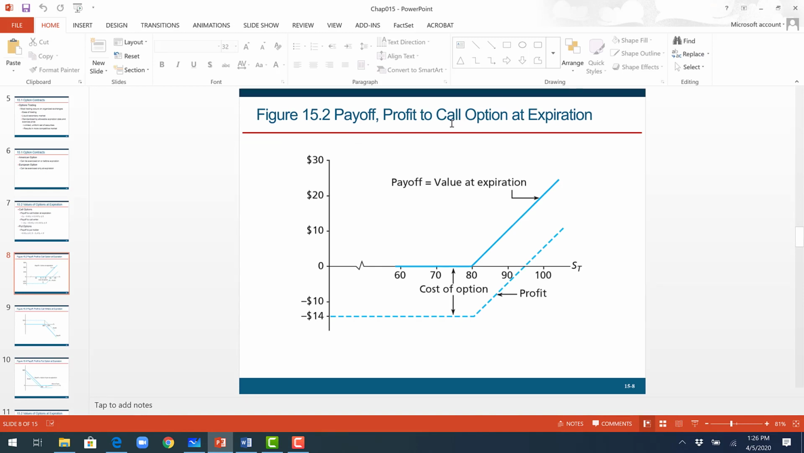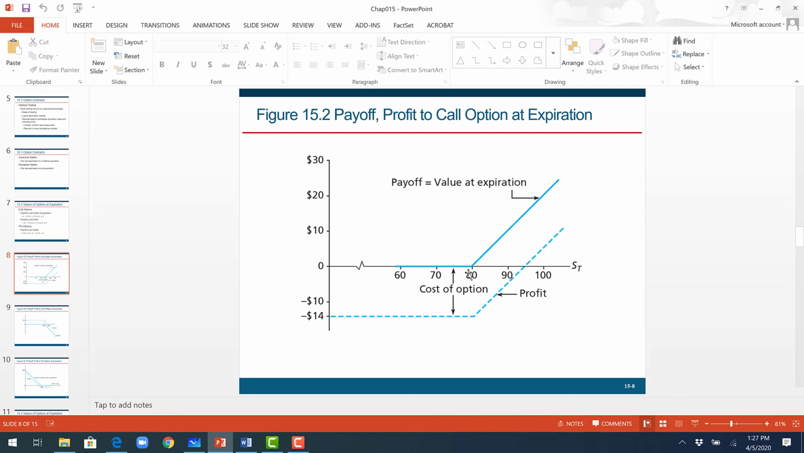Call holder. So on the x-axis you have the stock price at expiration, and on the y-axis you have the payoff and the profit. So this solid line is for the payoff and the dotted line is for the profit. Again, remember, payoff for the buyer can never be negative, right? Because if it is not favorable, the buyer does not exercise the option. So payoff for the buyer can never be negative.